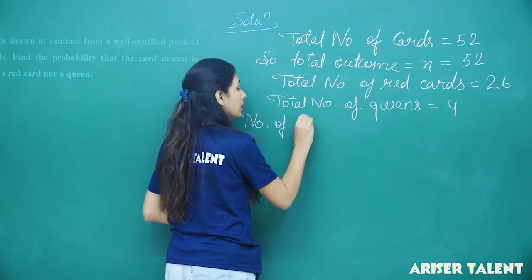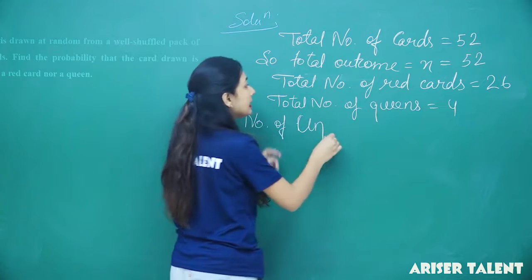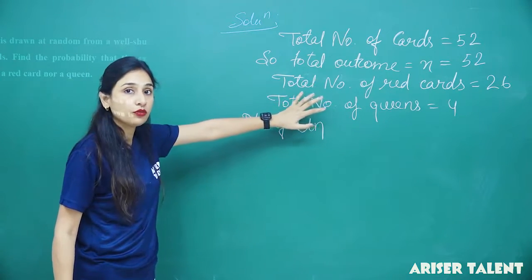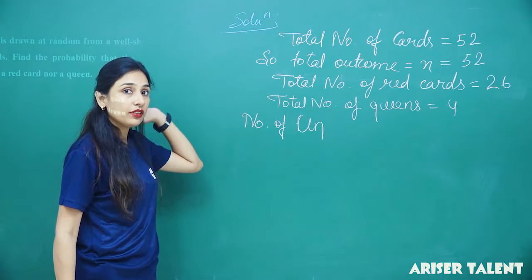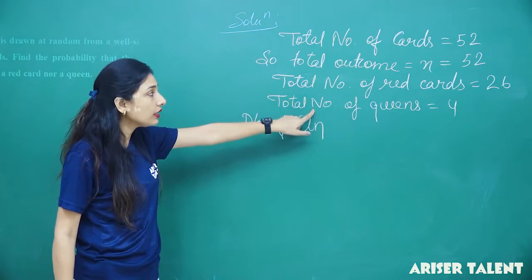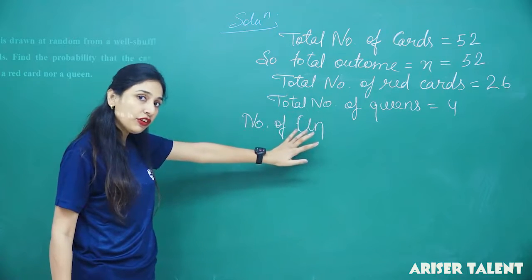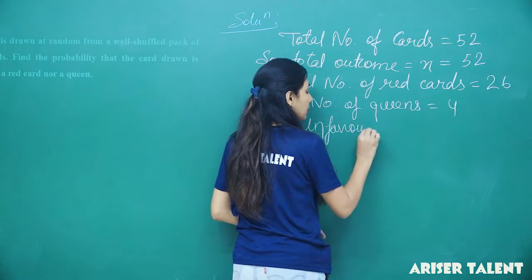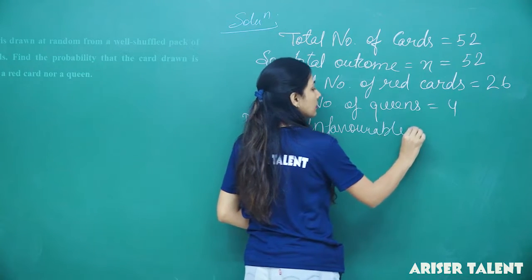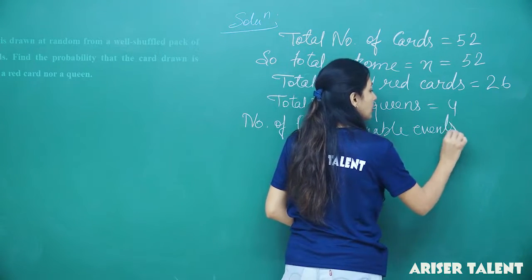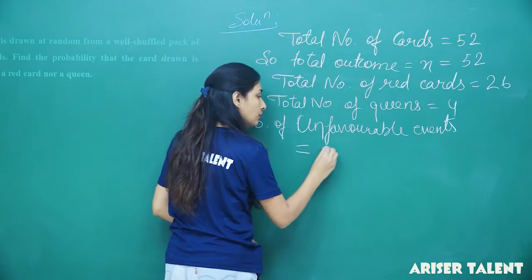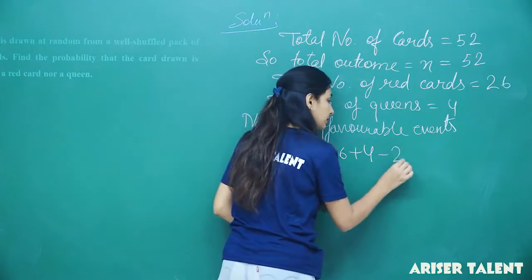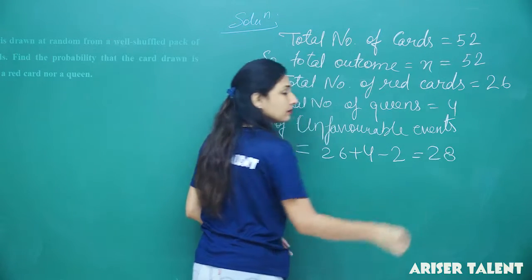The number of unfavorable events: these are two unfavorable things, because these are not supposed to come out from the cards when you are randomly shuffling and drawing a card. So these are not your favorable ones; these are the unfavorable ones. Number of unfavorable events equals 26 plus 4 minus 2, that is 28.